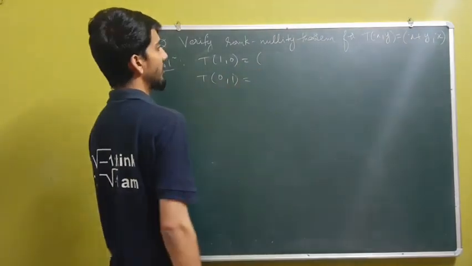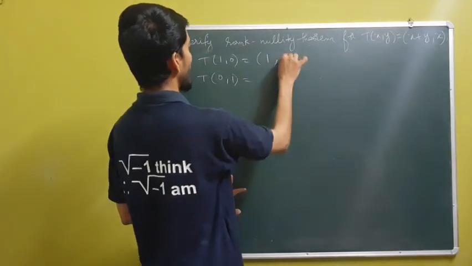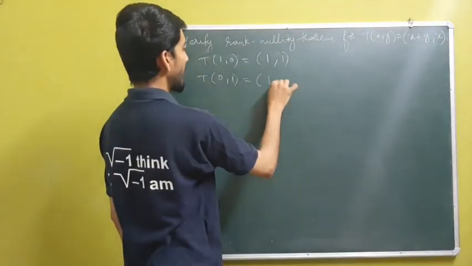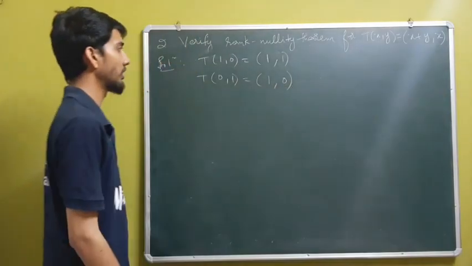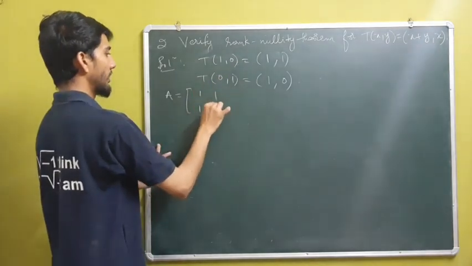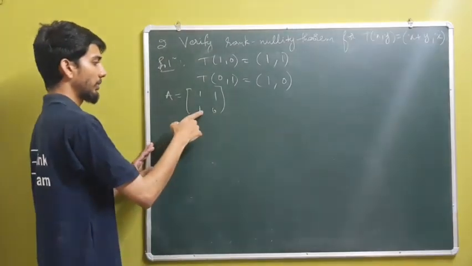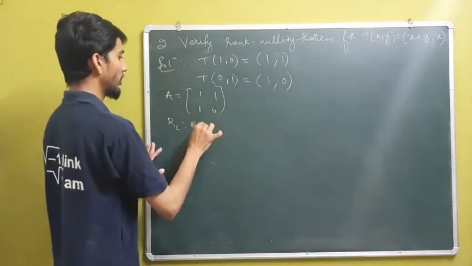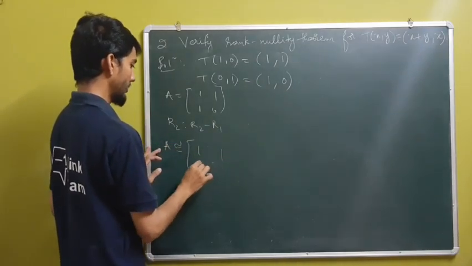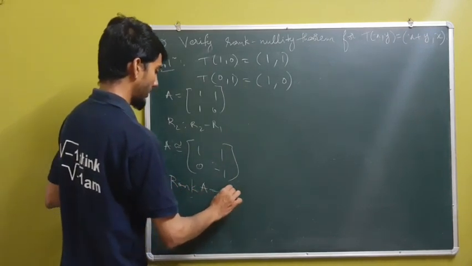If you find T of (1, 0), it is x, that is (1, 1), and T of (0, 1) is again (1, 0). So the matrix associated with it, say A, is [1, 1; 1, 0]. Now if I apply an elementary transformation to make this entry 0, it is R2 minus R1. I will have A equal to [1, 1; 0, -1]. Anyhow, we have rank of A to be 2.